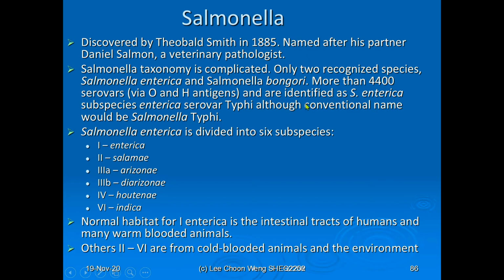Salmonella enterica is further divided into 6 subspecies: enterica, salamae, arizonae, diarizonae, houtenae, and indica. Among these 6 subspecies, enterica is found in the intestinal tracts of humans and many warm-blooded animals, whereas the rest are from cold-blooded animals and the environment. Most of the bacteria found in human hosts that cause disease are from the subspecies enterica.